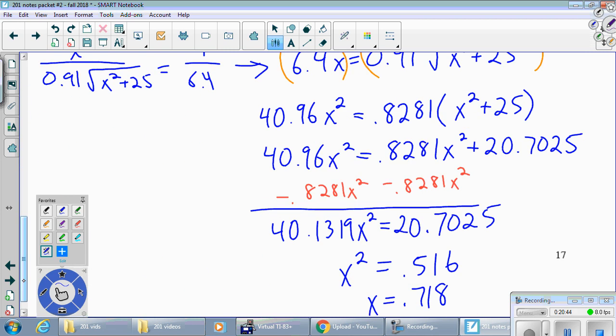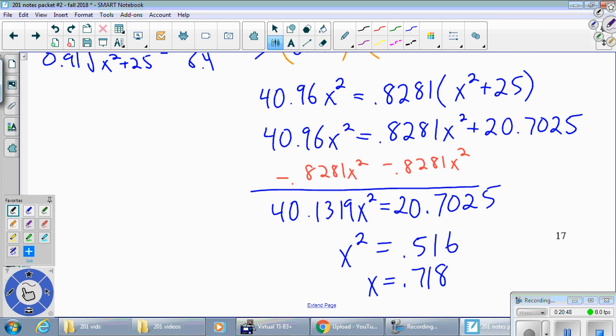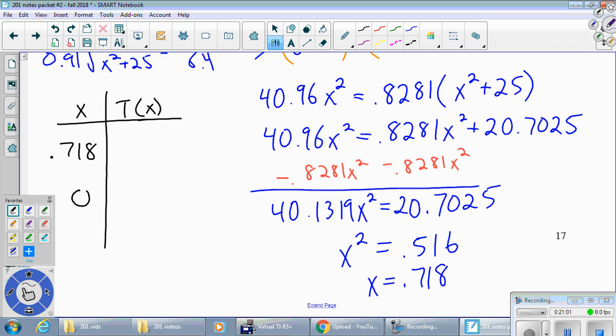So I think we've got our standard process for optimizing a continuous function on a closed interval. So here we go. We've got x's, and we've got T of x's, the original function, not the derivative. And we're going to put in here the critical number, 0.718, and we're also going to put in here the endpoints, 0 and 20.